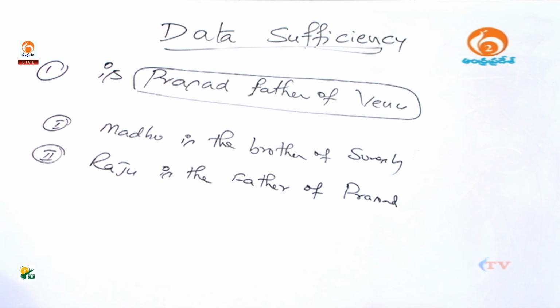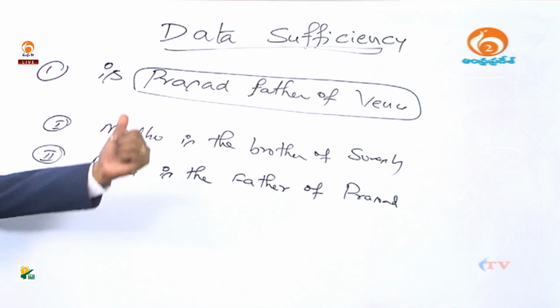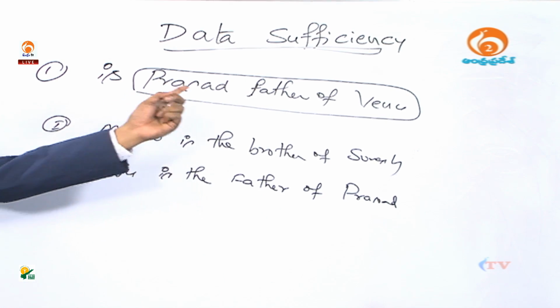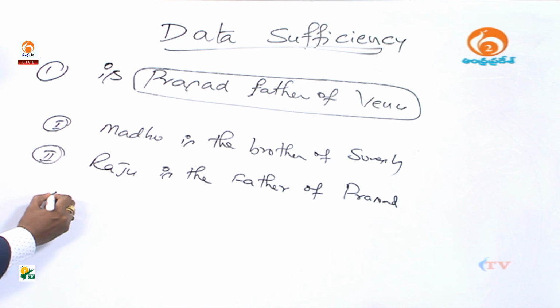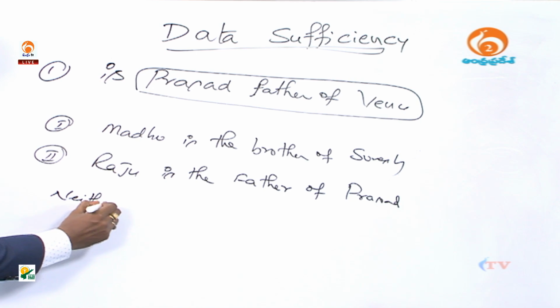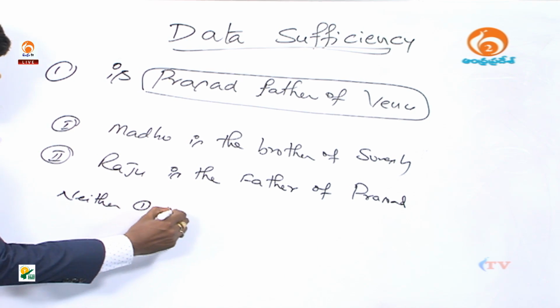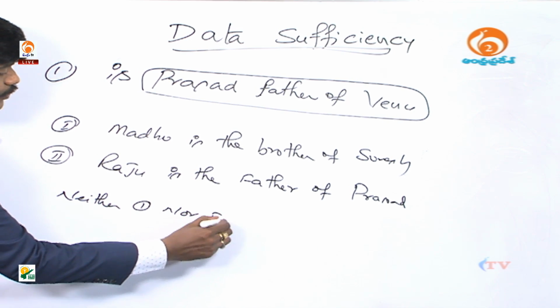Here you know Prasad's father, but not Prasad. You cannot conclude whether Prasad is the father of Venu or not. So by using both of the conditions, you cannot conclude the given question. That's why, in that case, neither one nor two is our answer.